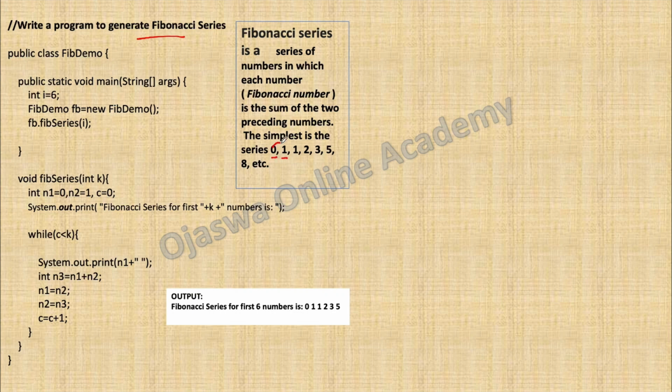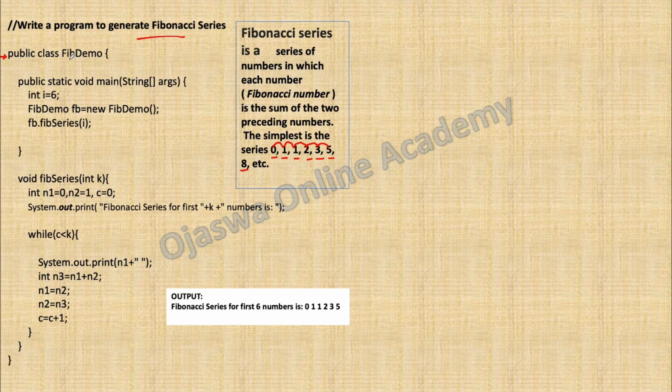So the sum of 0 and 1 makes the next Fibonacci number in the series. 0 plus 1 is 1. 1 plus 1 is 2. 1 plus 2 is 3. 2 plus 3, 5. 3 plus 5, 8. And this way the series goes on. Fibonacci numbers are named after the Italian mathematician. Let us try to implement this in our program.